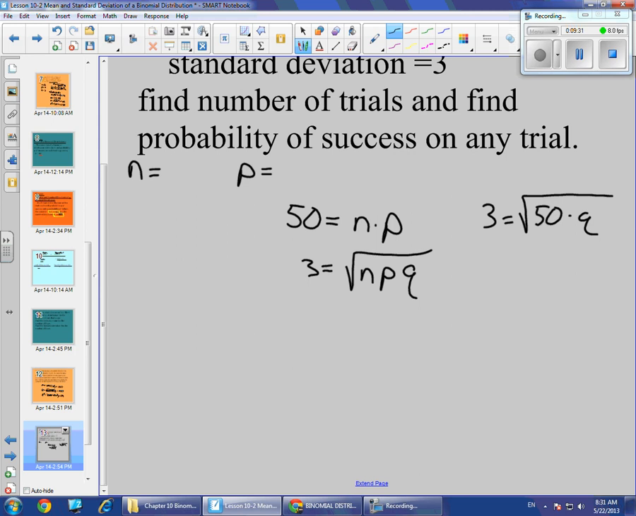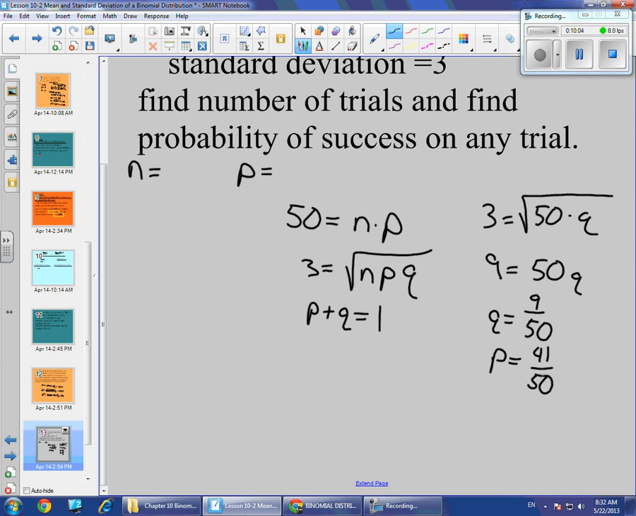And then you could solve for q. Now, granted, q is not one of the ones I'm looking for, but it'll help me. So I'm going to have 9 equals 50q. So q equals 9 over 50. That's my probability of failure. And if you remember, the probability of failure and the probability of success should always add up to 1. So technically there's another formula on here, but it's one you might just do in your head anyway. So I know that my p-value is 41 over 50.